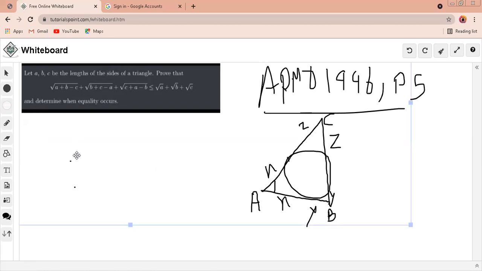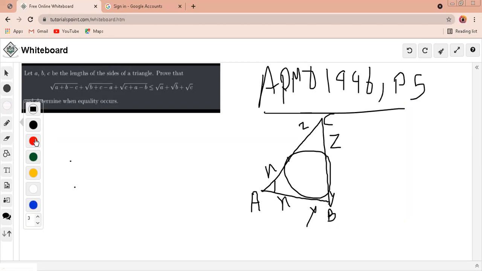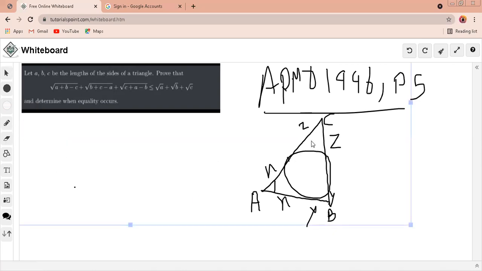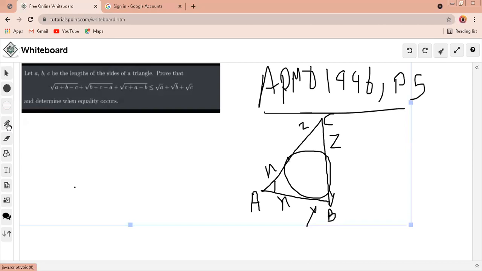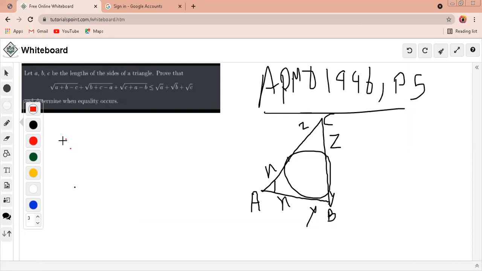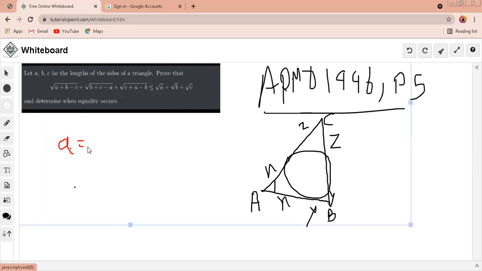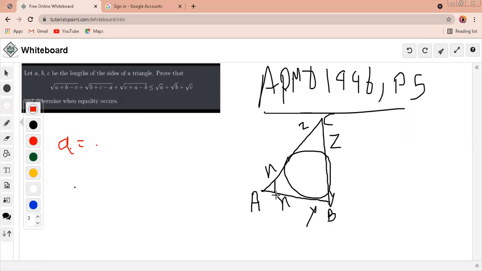What does the Ravi substitution tell? That in these sorts of inequalities, we can substitute the sides of the triangle. For example, let's suppose I want to say this length a. I use a different color. So the length a means this length, the side opposite to A, b means the side opposite to B, and c means the side opposite to C. So a equals y plus z.